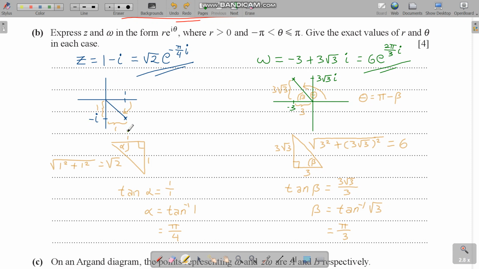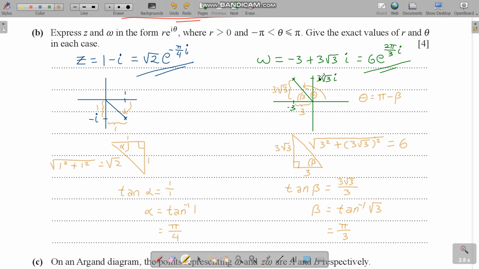So if you draw this triangle here, this is a right angle triangle. We have this length is 1, this length is 1, so it's an isosceles right angle triangle. To find the hypotenuse we use Pythagoras, and to find the angle, well, obviously it's 45 degrees or pi over 4, or you can use tangent equals opposite over adjacent and do inverse tangent, you get pi over 4.